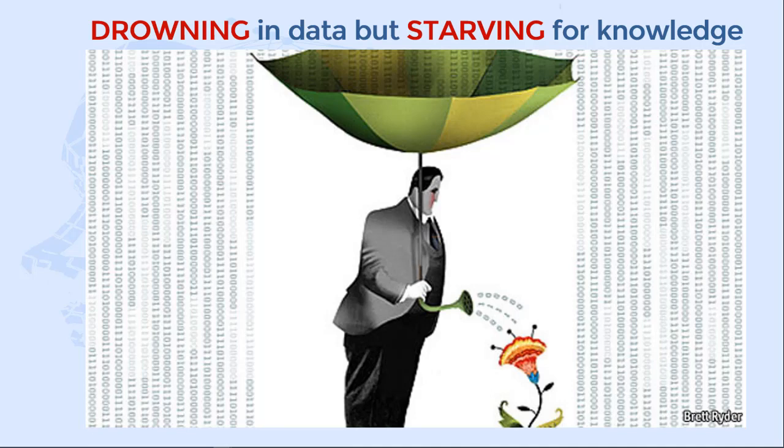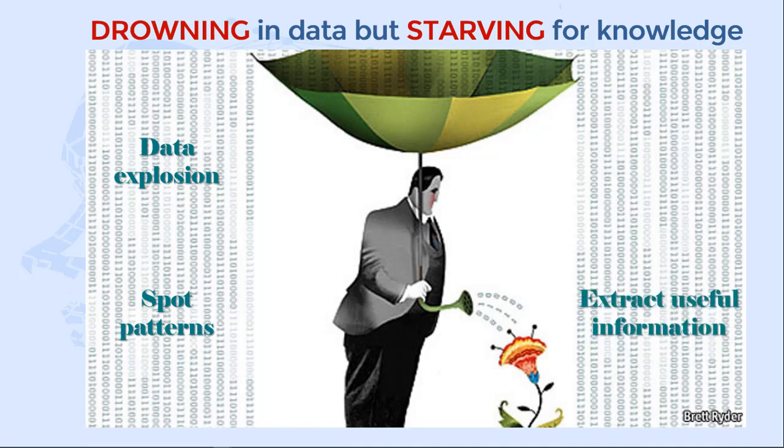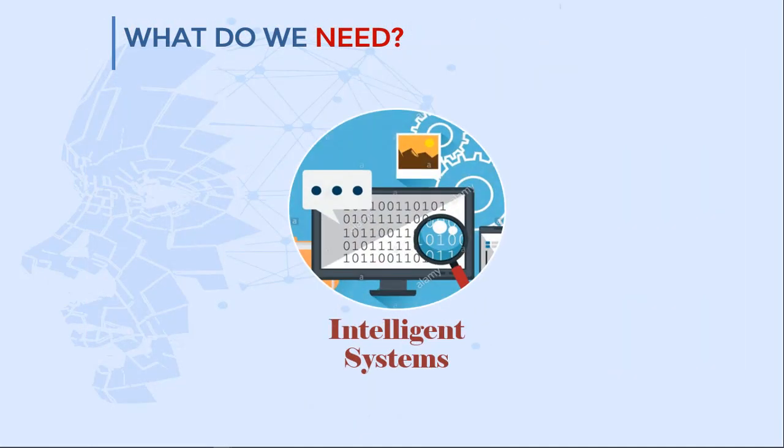So right now we're drowning in data but starving for knowledge. Everywhere you look, the quantity of information in the world is soaring. The world's most valuable resource now is no longer oil, but data. So how do we make use of this to our advantage? Well, we spot patterns in this data explosion and extract useful information in order to gain competitive advantages. And this is where intelligent systems come in.